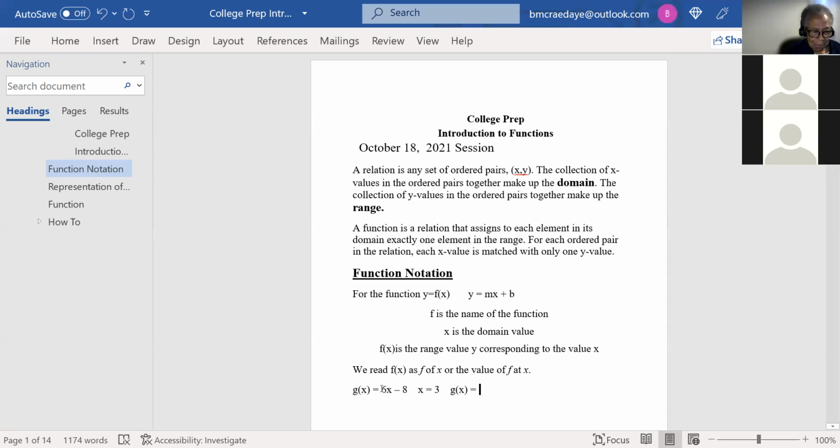6 times 3 is 18. So this would be 6 times 3. Wherever we have an X, we want to put a 3 minus 8. That would be what? 18. Minus 8 equals 10. Yes, 10, not minus. Very good. So we've been doing our substitution, except now we're doing it in functions.